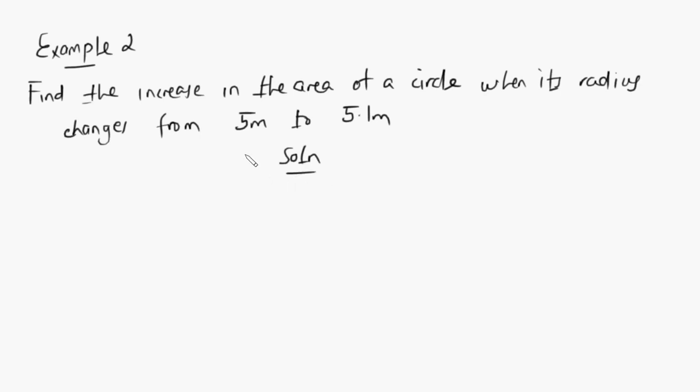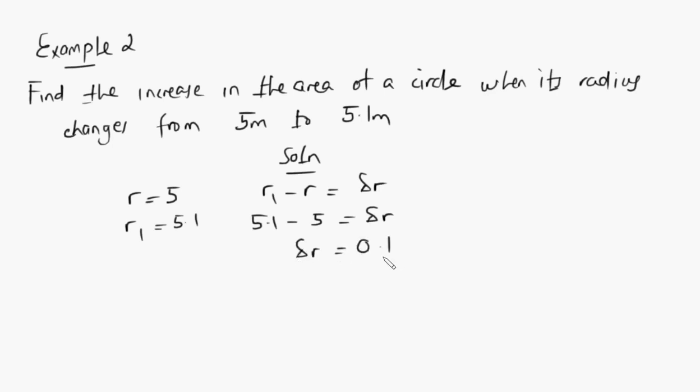So find the increase. What does that mean? We have been given that the radius was 5. Later it changed to 5.1 meters. So R1 minus R is the change in R. So what was the change in radius? It is 0.1. That's the change in radius. I know area is equal to pi r squared. What does he want us to find? The increase in the area of a circle, dA, due to the change in r.